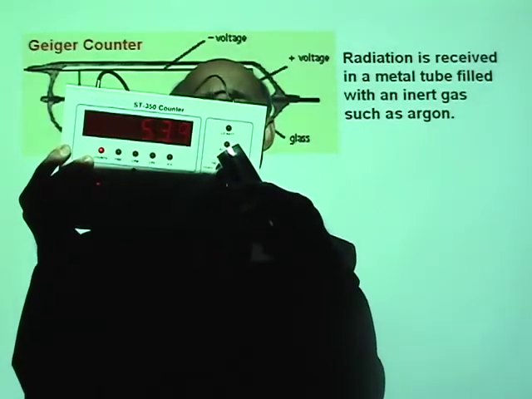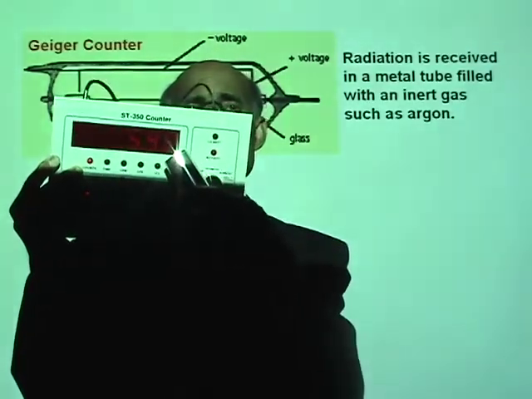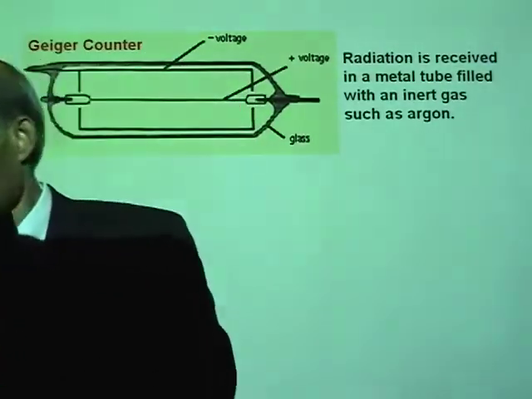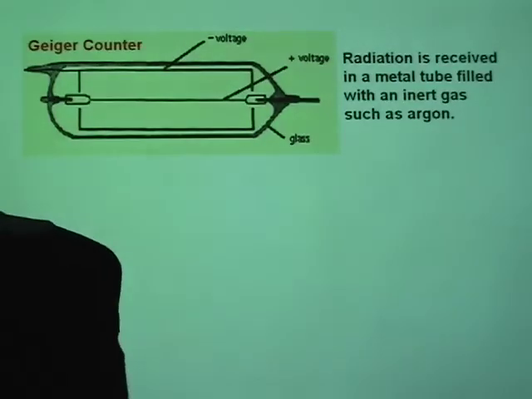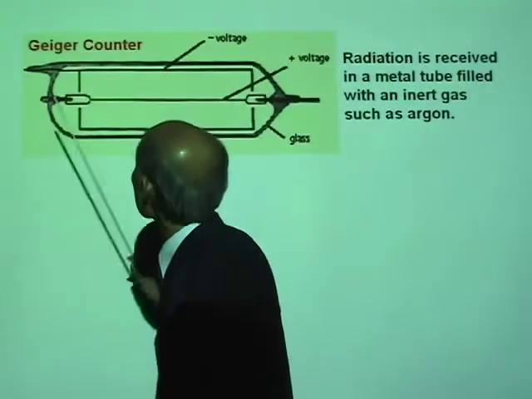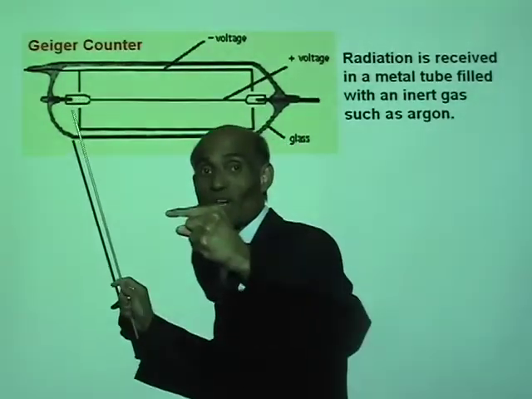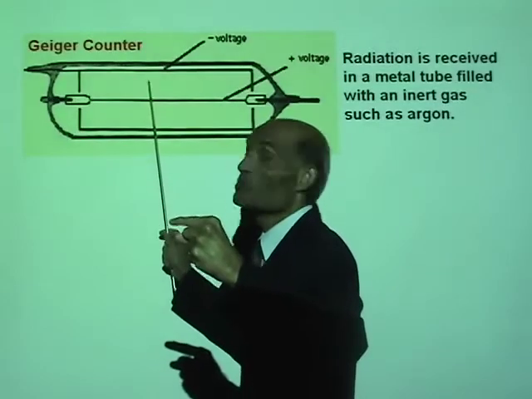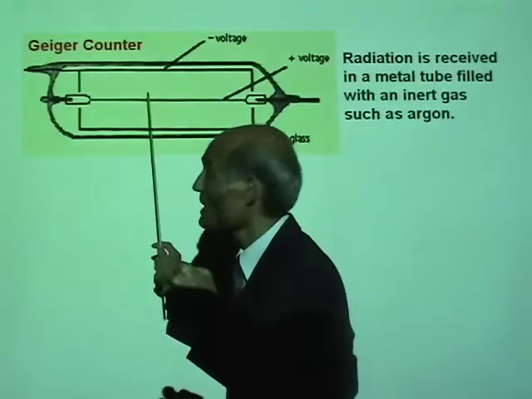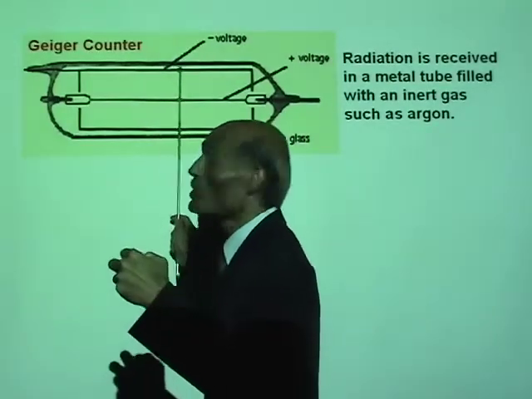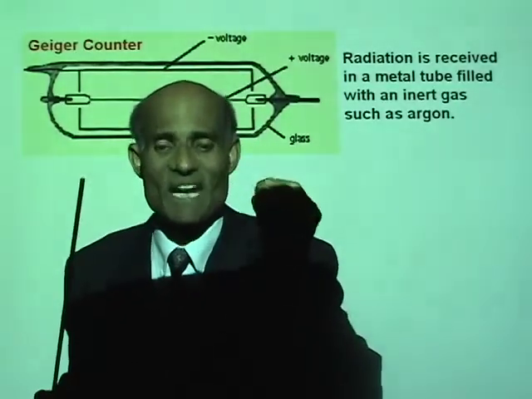Alright, let's see if the next one is going to come in. There. And the count will be registered. Well, each time a radiation comes inside the tube, along the path of the radiation there will be ions produced, which means the air inside becomes electrically conducting. A pulse of electricity will go through and that pulse will be registered as a count.